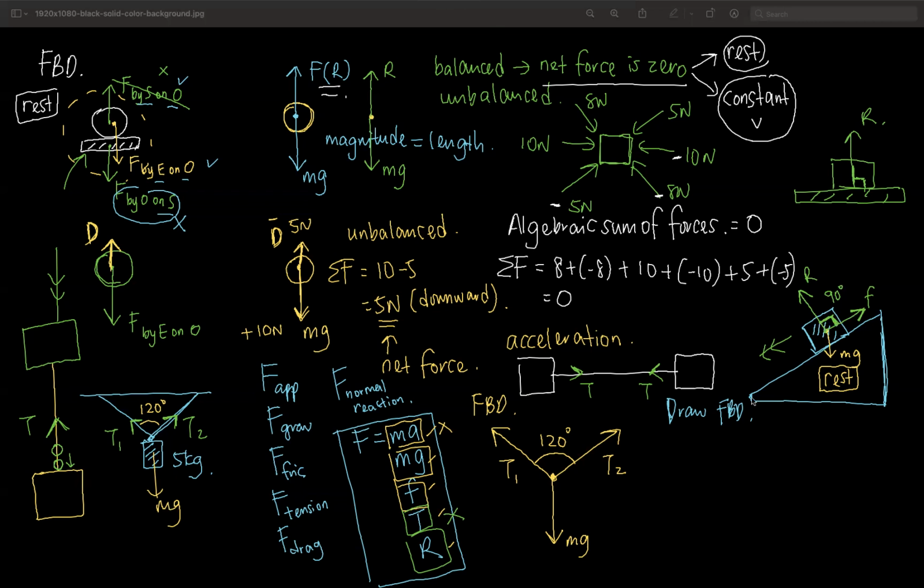Okay, put it in the free body diagram. Dot, I have mg down, and then I label reaction and friction. Friction in this direction, F, and reaction, R. And then I mark a 90 degree angle here. This is my free body diagram for this object.